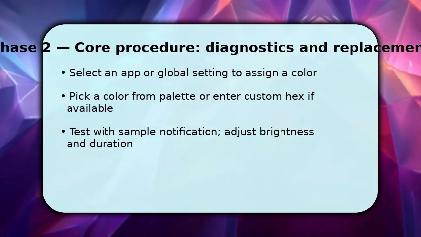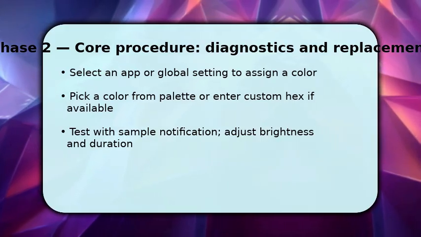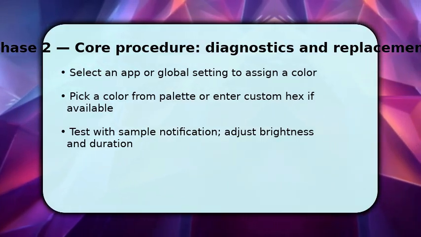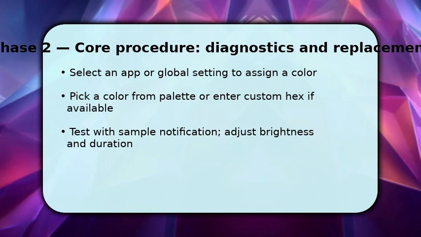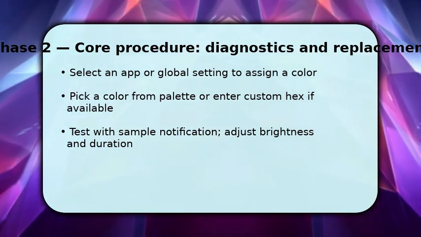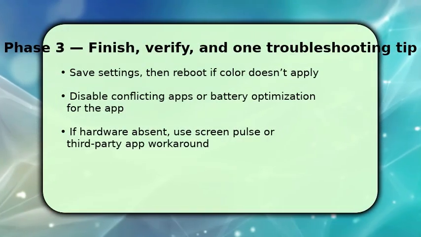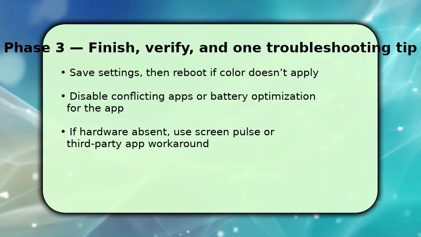If the light seems dim or too brief, tweak brightness and duration sliders. These govern visibility and how long the color shows, which matters in bright daylight versus low light. Finish by saving your changes and observing real notifications. If colors don't apply immediately, reboot the phone to refresh system services.